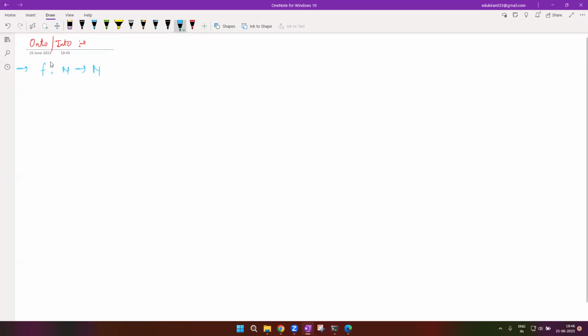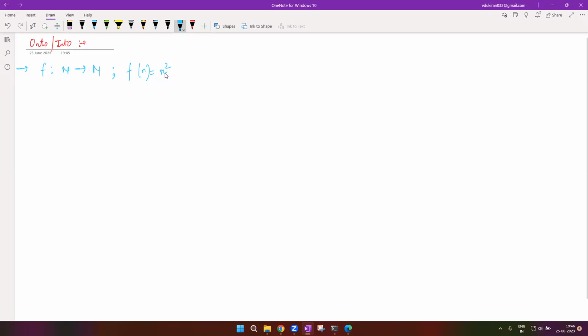It is given to us that a function f is defined from natural numbers to natural numbers. What does that mean? We can only input natural numbers. The input will be natural numbers and the output can be any natural number, right? And your function f(x) is given as x square.